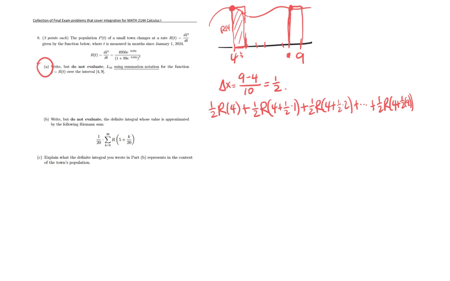So if I write this in summation notation, I'm summing. The 1/2 is in every single term there. So I'll have 1/2 r of 4, which is the same in each one, plus 1/2 times, the thing that's changing in each one is the number of times I'm adding a half. So it's going to be 1/2 times i. And I want to add that from i equals 0 to 9. 10 minus 1, so 0 to 9.